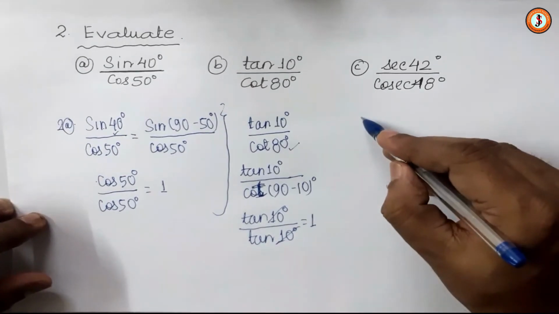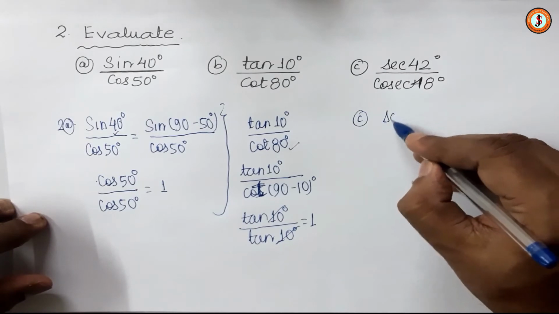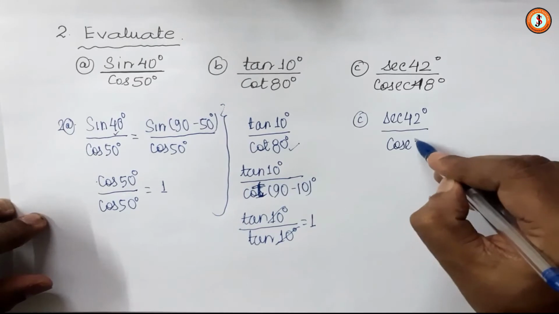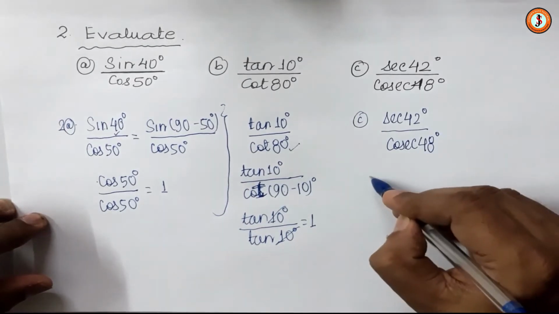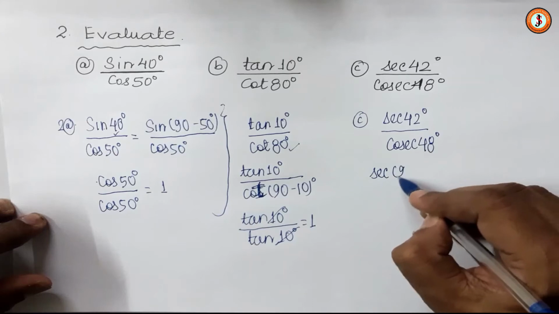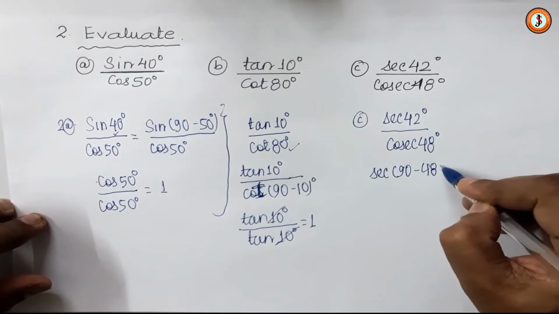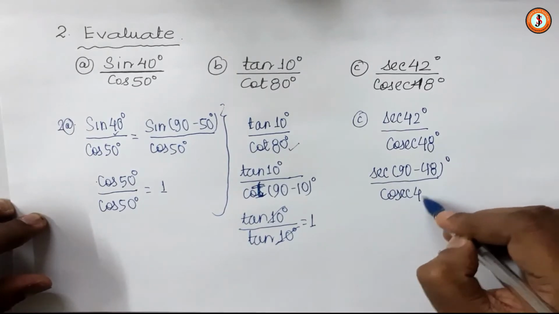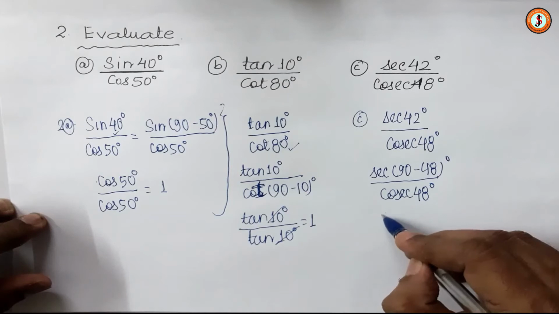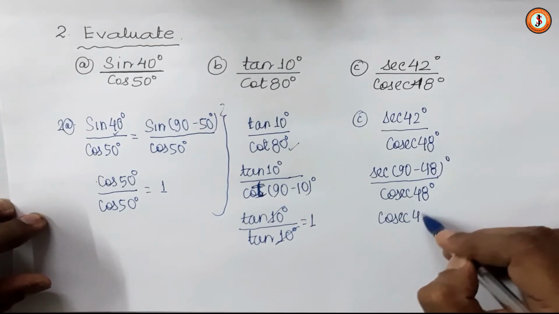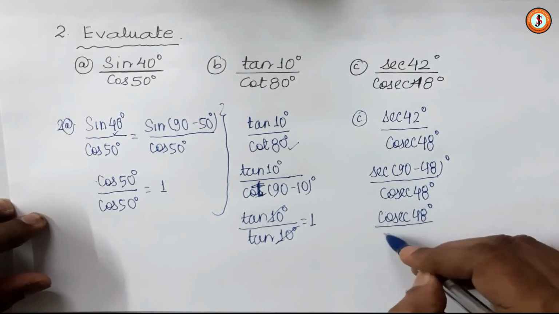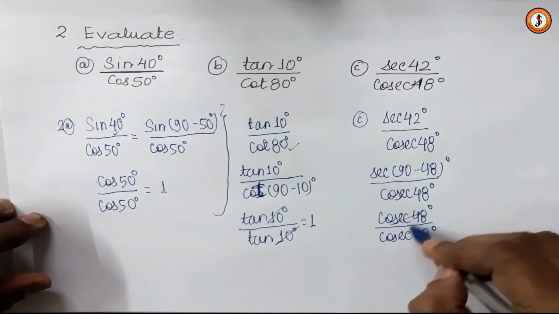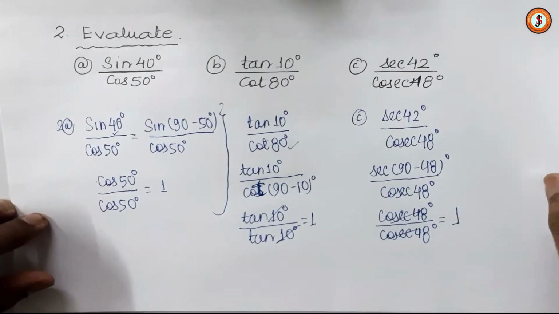So let us go to question number C. Sec 42 and cosec 48. So what will happen? Let us see. Sec 42 can be written as sec 90 minus 48. So sec 90 minus theta is what? Cosec theta. So cosec 48, and here also cosec 48. So this comes to 1. So this is how we go.